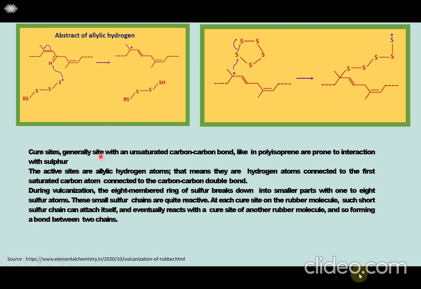The cure sites are generally the unsaturated carbon-carbon bonds in natural rubber. The sulfur will abstract the allylic hydrogen from the carbon near the carbon-carbon double bond. It is abstracted by the sulfur and leaves a carbocation that is prone to be attacked by another sulfur radical. During vulcanization, this sulfur ring will break down into smaller parts, and it is really reactive. The sulfur radical can attach themselves at other cure sites containing carbocation, thus forming bonds between chains.